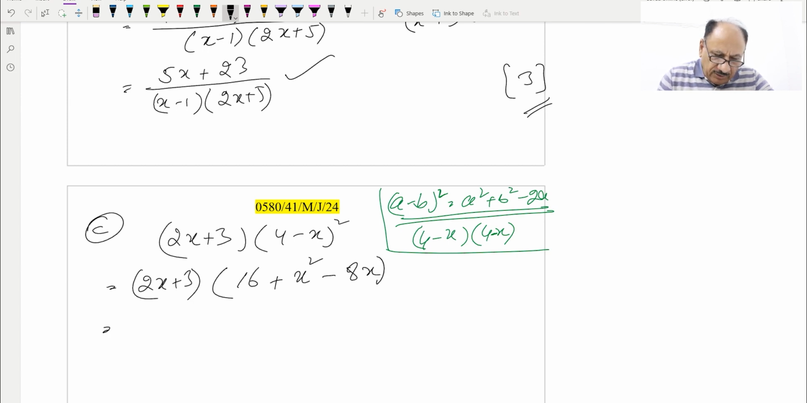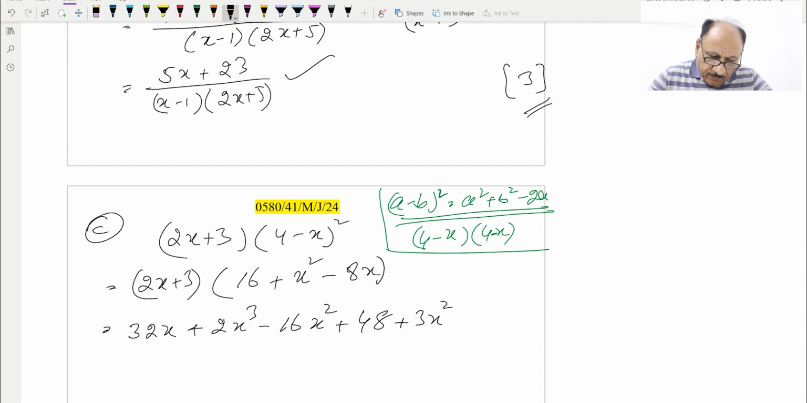Now we can multiply. This will be 2x into 16 will be 32x, and 2x into x² will be plus 2x³. Then 2x multiplied by minus 8x will be minus 16x², and 3 into 16 will be plus 48, and 3 into x² is plus 3x², and minus 8x into 3 will be minus 24x.